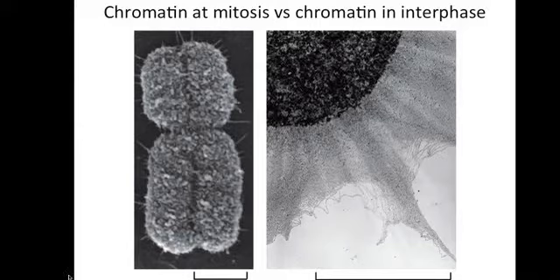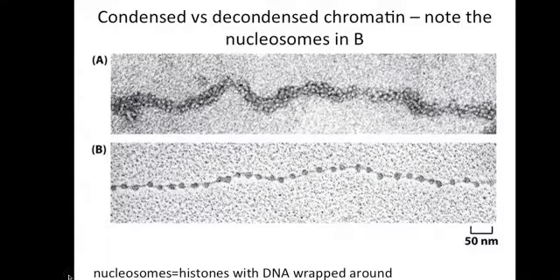Okay. Good. It's good to think about things. Thinking is important. Okay, so here's your condensed versus decondensed chromatin. Here it's condensed, where the nucleosomes fold up onto each other. And then here it's been unpacked. Nucleosomes are the histones with the DNA wrapped around, and that's what you're seeing, these beads on a string.